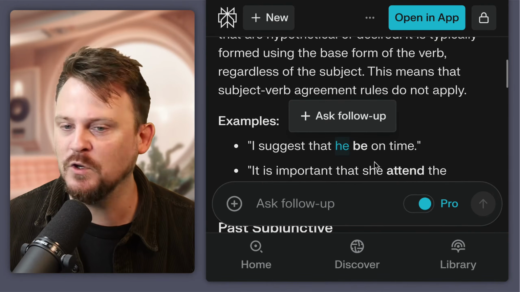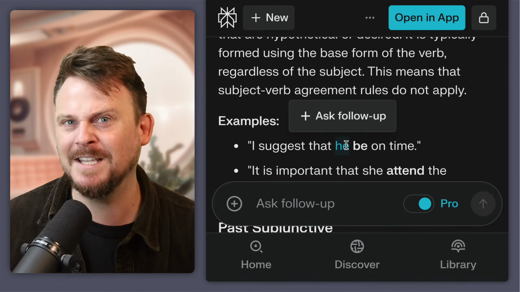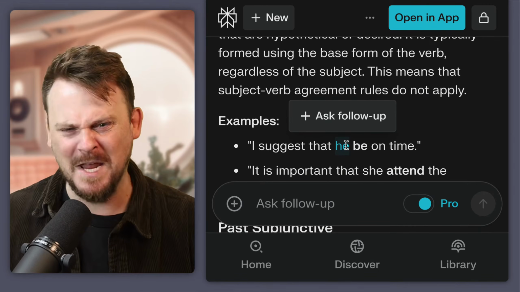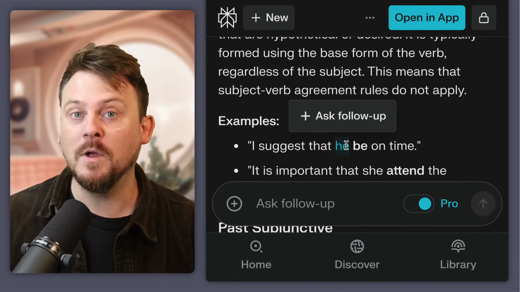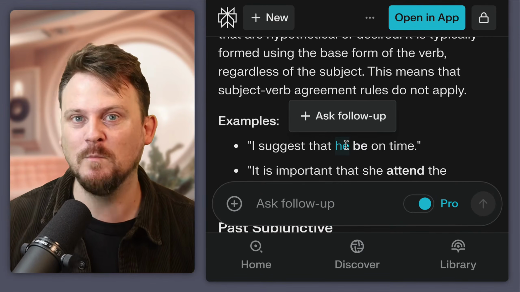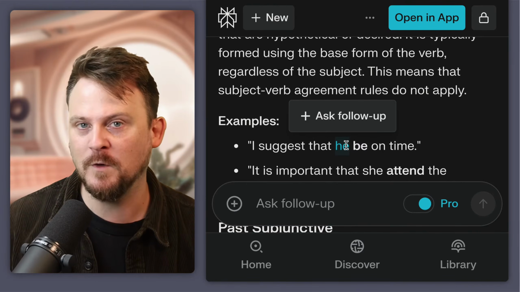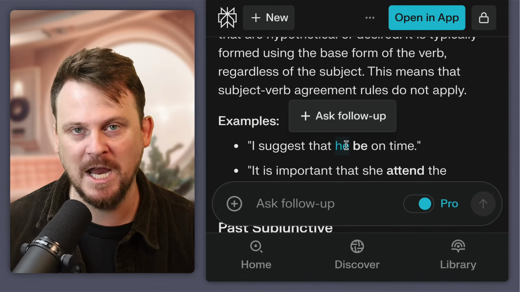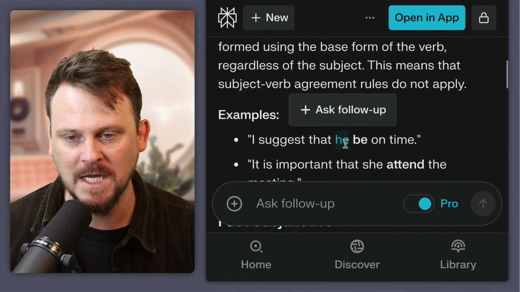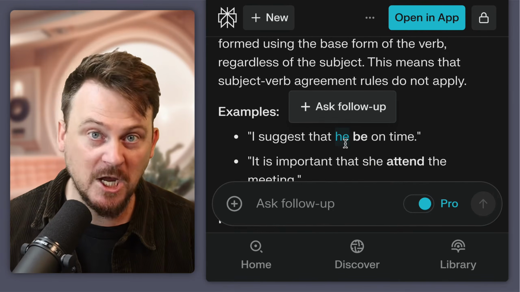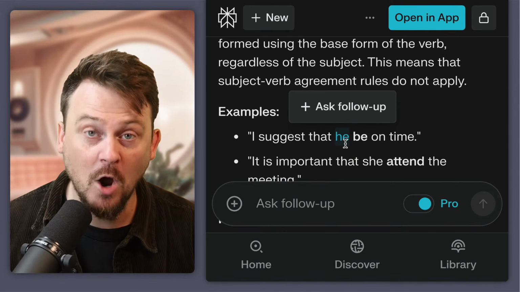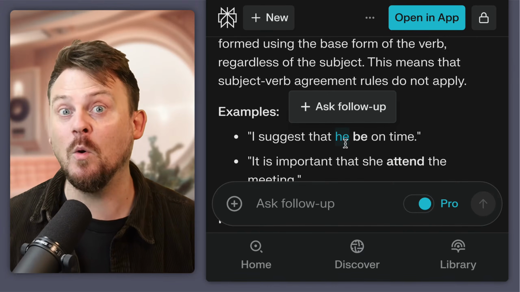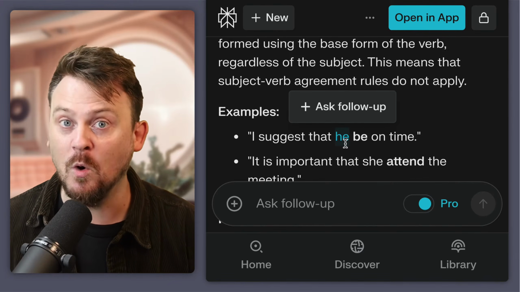Well, in the subjunctive mood, you don't. So that's why we say, I suggest that he be. If you think, why? He be. What does he be? Well, no. He be, because it's a special mood. The base form of the verb is be. It doesn't change no matter what the subject is. So instead of he go or he goes, which is what it would be, it is he go. I suggest that he go on time.